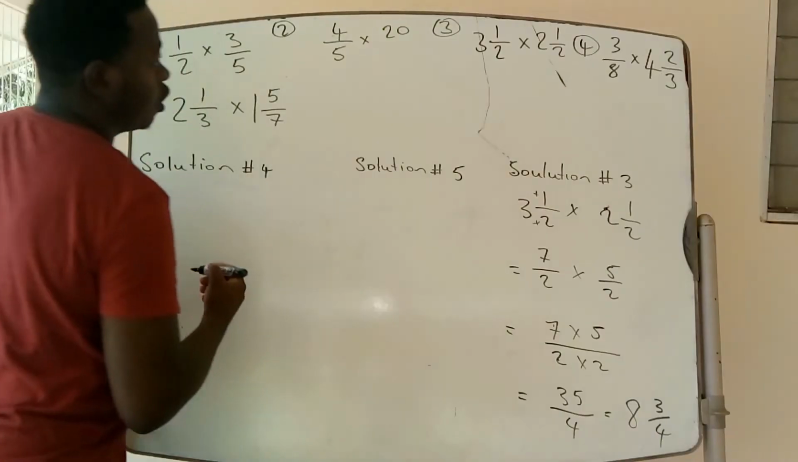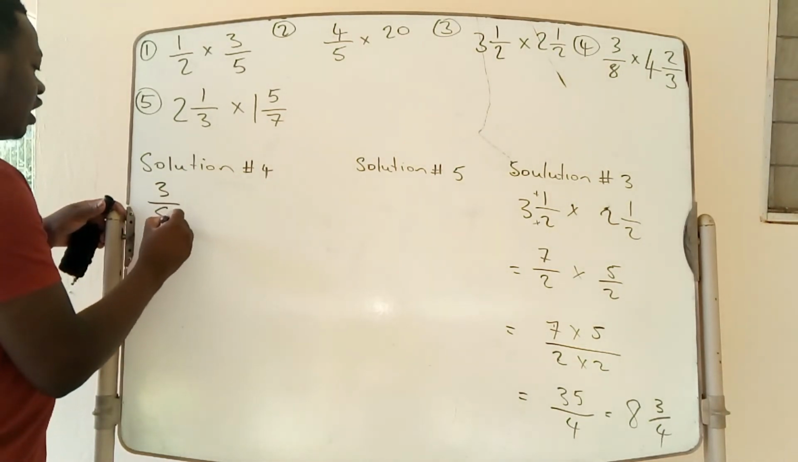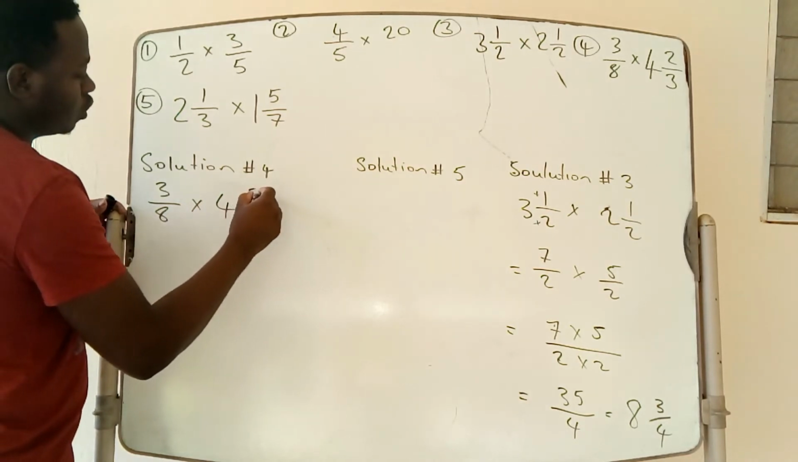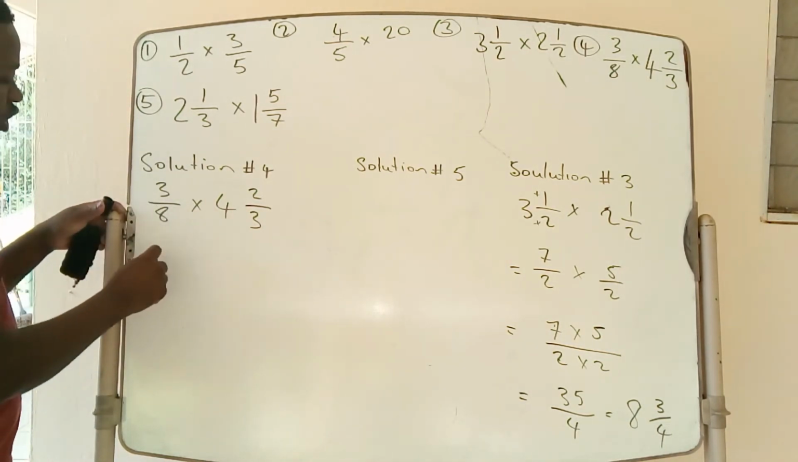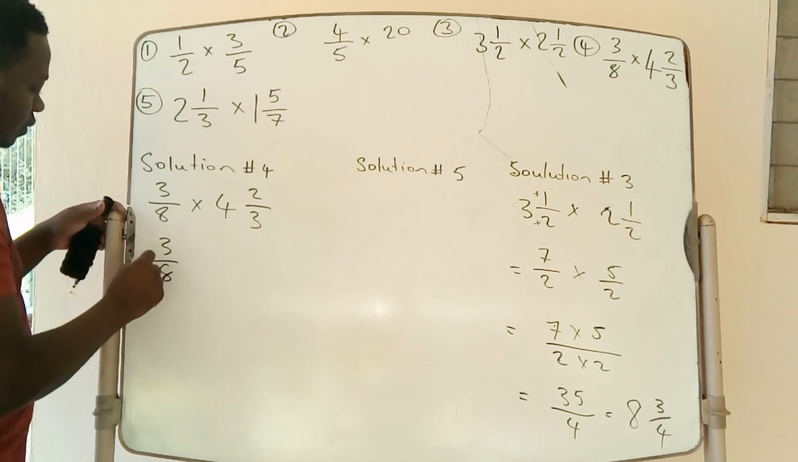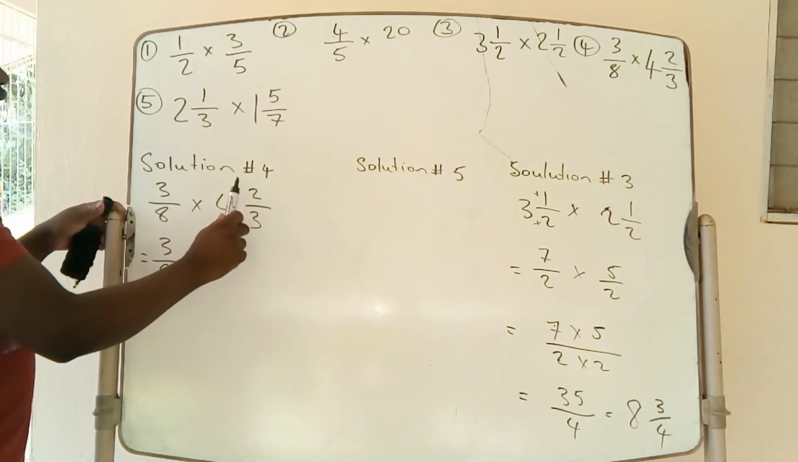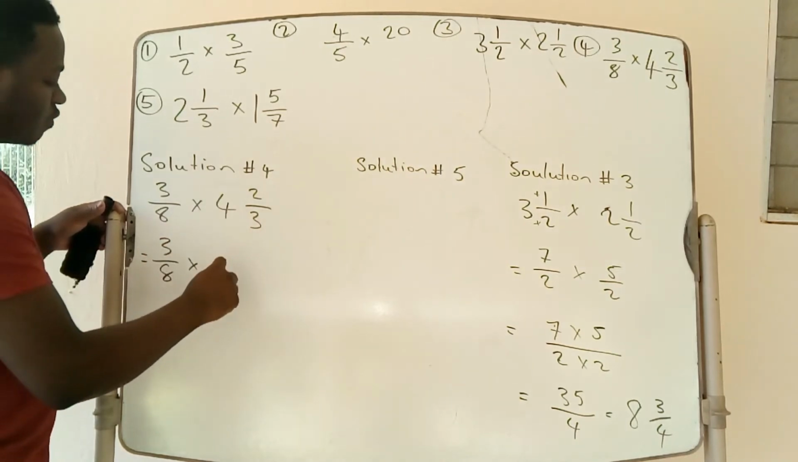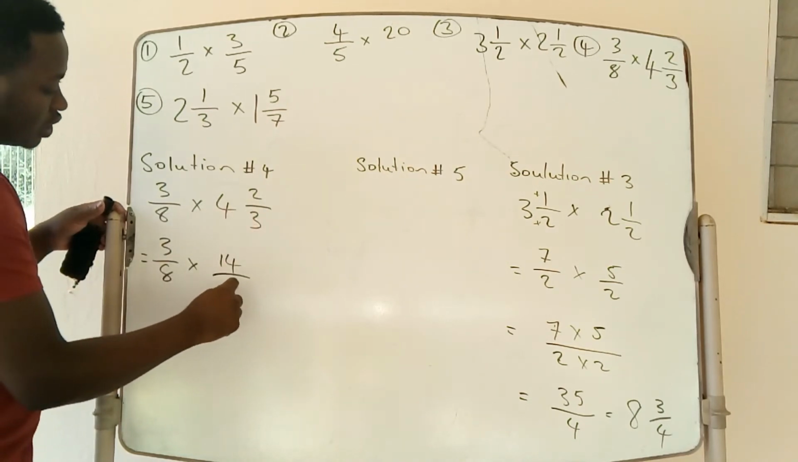Alright? Now to number 4, we have 3 over 8 times a mixed number which is 4 and 2 over 3. Now we're going to keep the first fraction, which is 3 over 8. We're going to convert this mixed number to an improper fraction. So we're going to take the denominator to multiply the whole number. So 3 times 4, that's 12, plus 2, that's 14. And we put the 14 over our original denominator, which is 3.